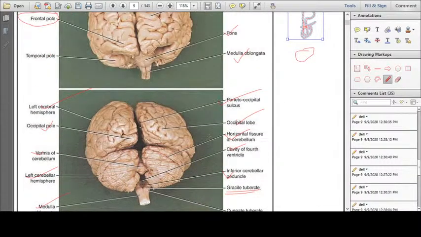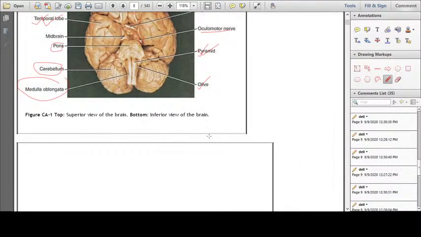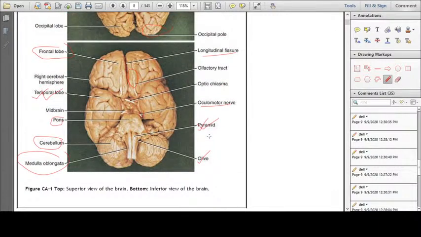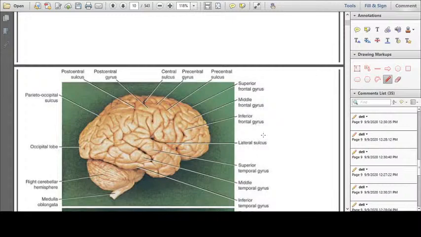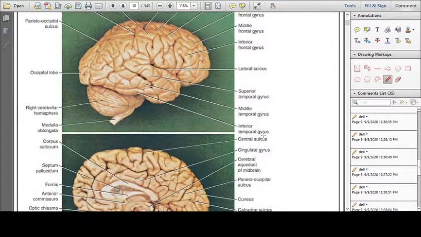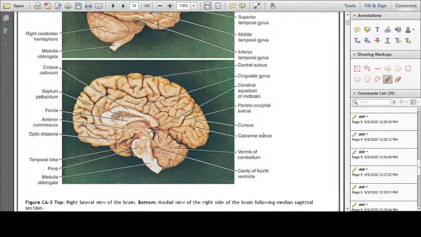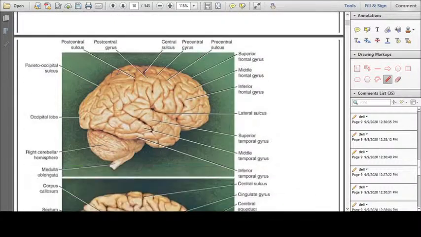Okay, so this was about the view of the brain. We almost identified all the important parts of the brain. Now let's move on to the next page, and here we are seeing the side view of the brain, the right lateral view. So this is the right lobe of the brain, and in the right lobe, let's start from the frontal pole.